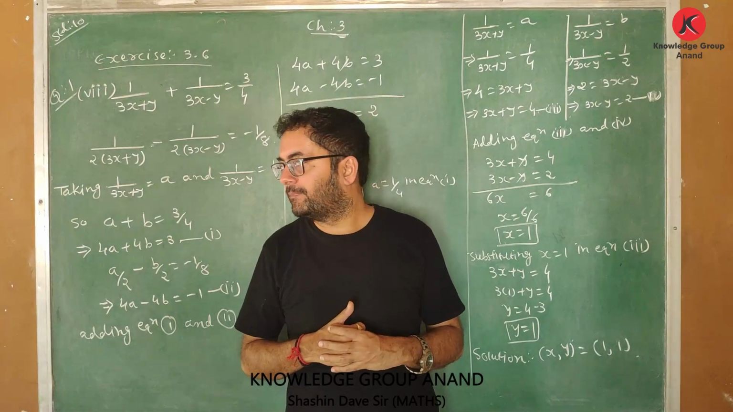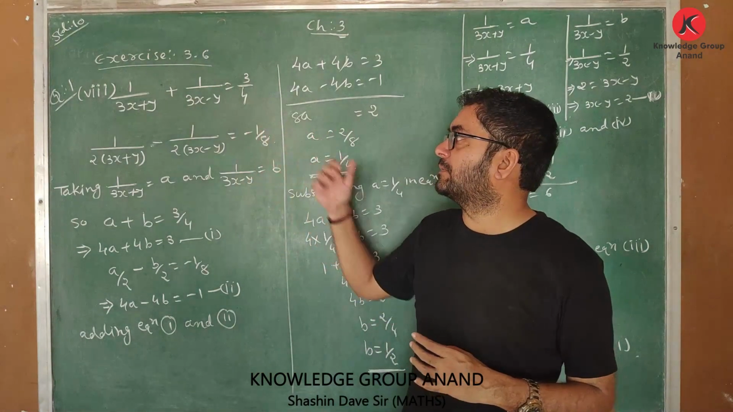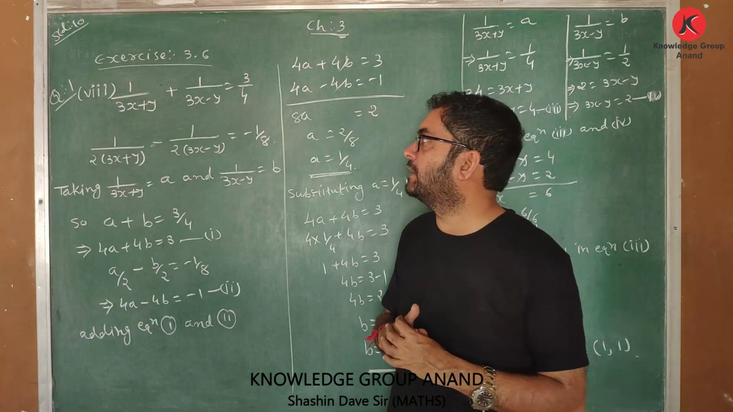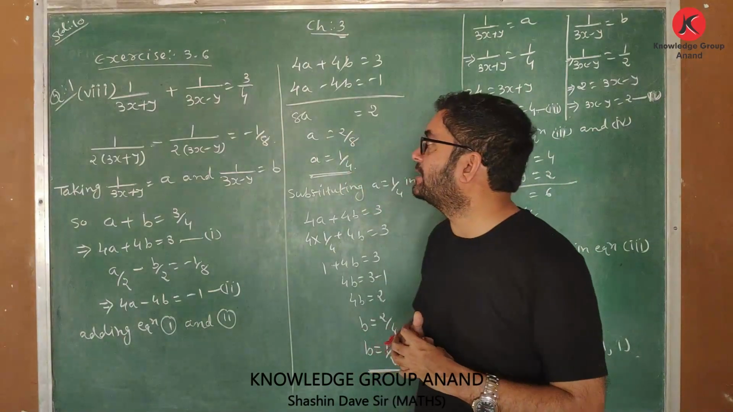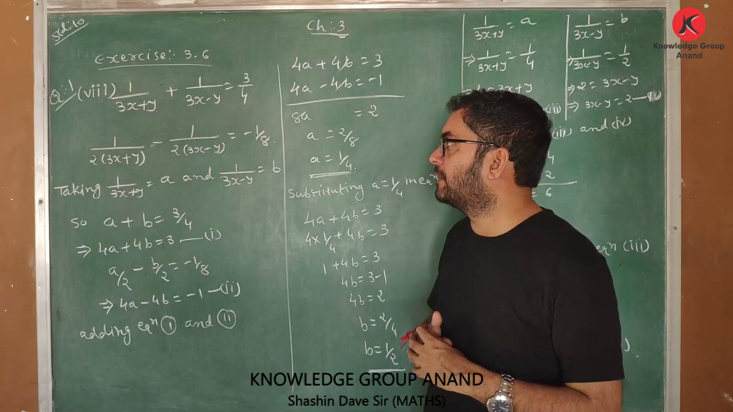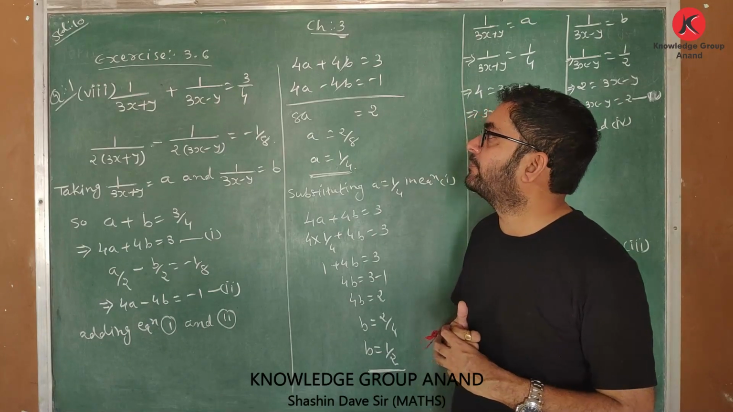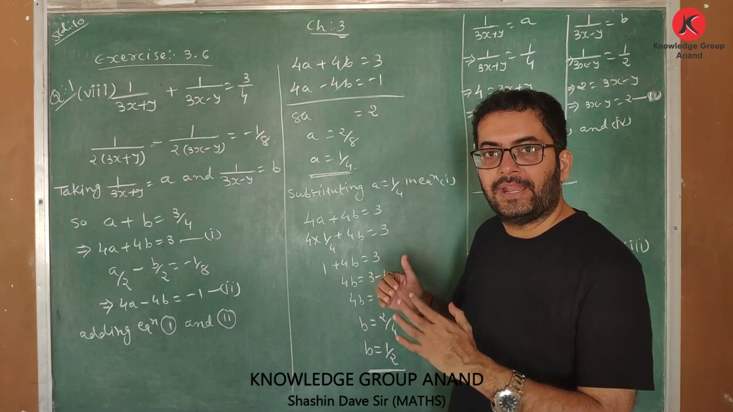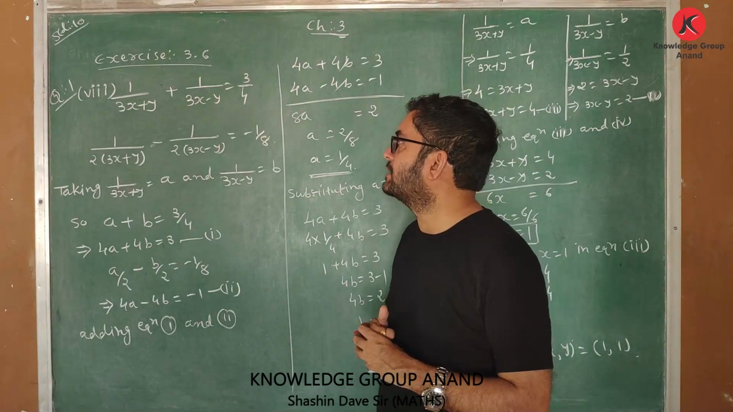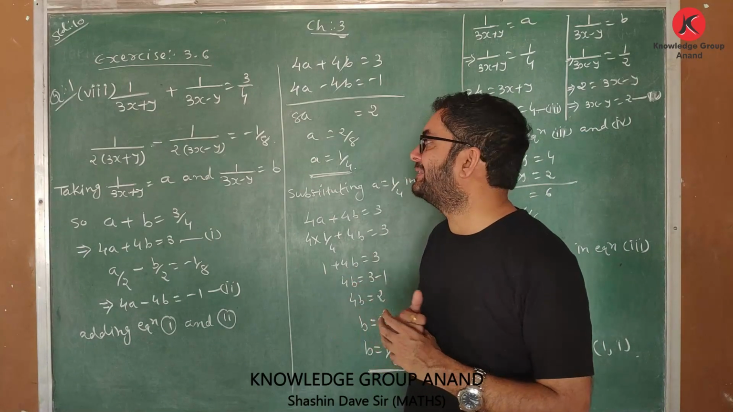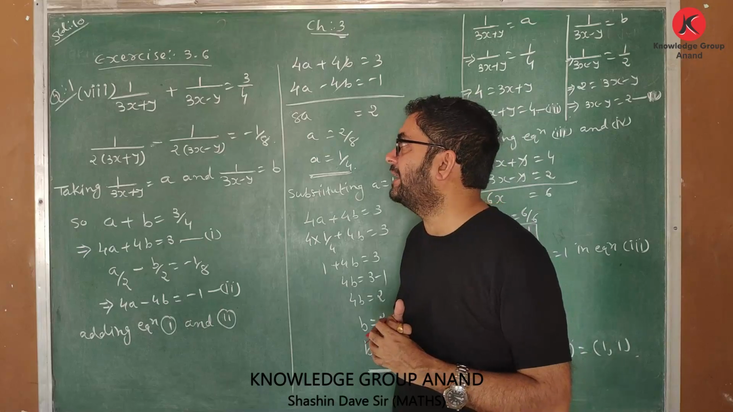So the sum goes like this: 1 upon 3x plus y plus 1 upon 3x minus y is equal to 3 by 4. And the second equation is 1 upon 2 into bracket 3x plus y minus 1 upon 2 into bracket 3x minus y is equal to minus 1 by 8.